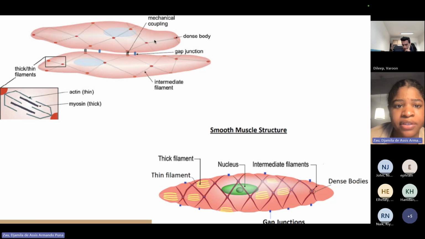So here you guys have the dense bodies, which are like the anchoring structures, and you guys see that they're being connected by the intermediate filaments. You can see thick filaments, and here you have the thin filaments, actin and myosin. And this is just another image again to help you guys better visualize dense bodies, the intermediate filaments, and then here you have the thin and thick filaments. 1, 2, 3, 4. Hope that that's good enough for you guys to visualize what we see on the cell.